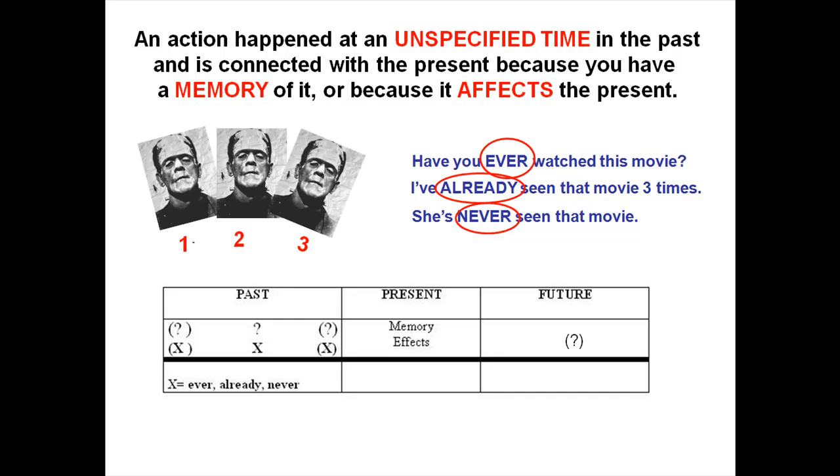Have you ever watched this movie? I've already seen that movie 3 times. She's never seen that movie. You do not know if the event has happened at all. The moment when it has happened is not important, but its effects on the present are. If you've seen Frankenstein, you probably remember it. If you haven't, of course, you don't know it. You might watch the movie again in the future.